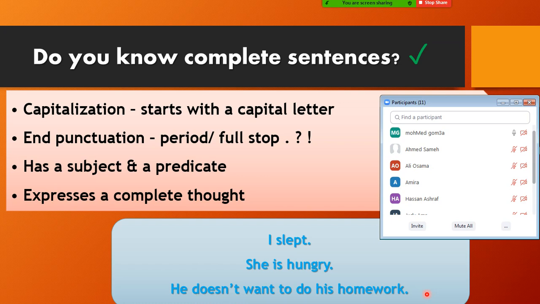If you read each one of these examples, you will find that they start with a capital letter, right? Yes. They end with a full stop, and sometimes it will end with a question mark if it's a question or an exclamation mark, right? It has a subject, it has a predicate or a verb, and it gives me a complete thought. When you read all these examples, did you find something missing or something that doesn't give you a complete meaning? No. So all these, we call complete sentences. This is the meaning of the complete sentence.